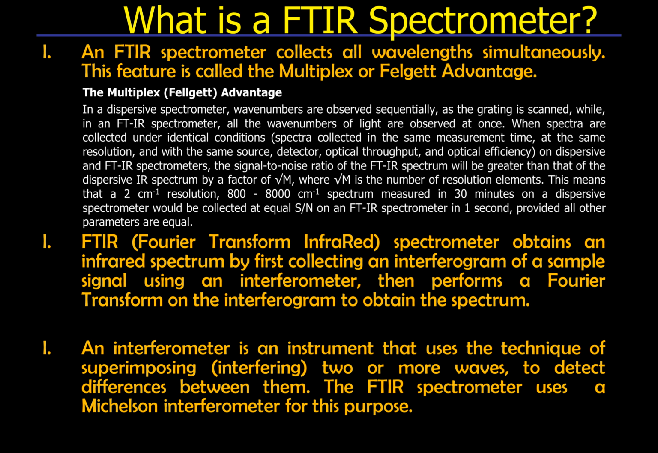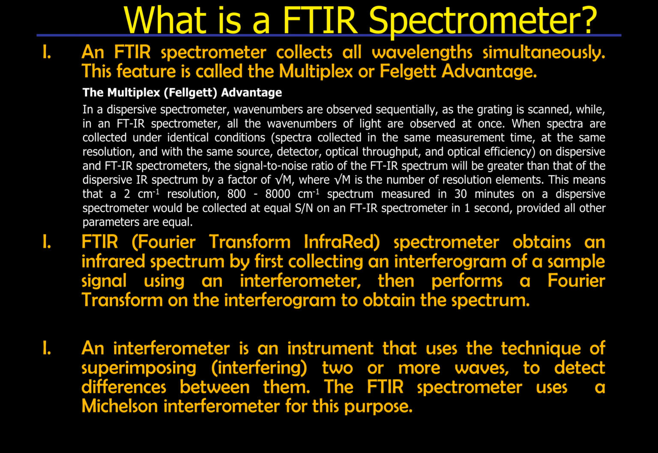Basically, what is an FTIR spectrometer? It is a spectrometer that collects all wavelengths simultaneously. This is very important, and this feature is called the multiplex or Fellgett advantage. The dispersive ones won't. They have a narrow slit. They collect the frequencies one by one, but this particular instrument collects everything simultaneously.